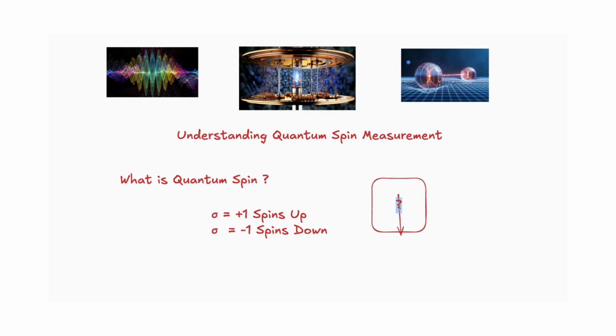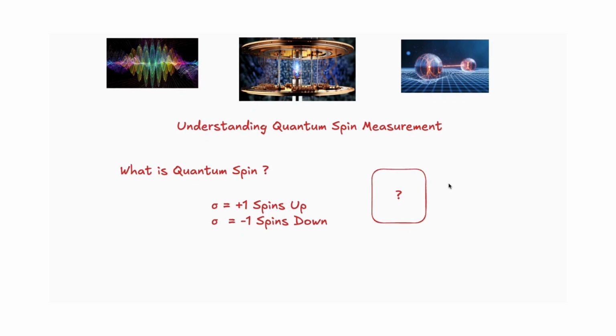Testing consistency. Let's test this. After measuring sigma equals +1, we flip the apparatus 180 degrees, upside down, and measure again. What happens? If we originally got sigma equals +1, the flipped apparatus gives us sigma equals -1. If we originally got sigma equals -1, the flipped apparatus gives us sigma equals +1. This makes sense. Flipping the measurement direction should flip the result.